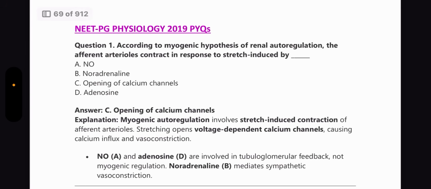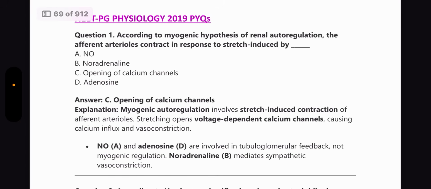Now 2019 PYQs. According to myogenic hypothesis of renal autoregulation, the afferent arterioles contract in response to stretch induced by, answer, opening of calcium channels. Myogenic autoregulation involves stretch induced contraction of afferent arterioles. Stretching opens the voltage dependent calcium channels, causing calcium influx and vasoconstriction.